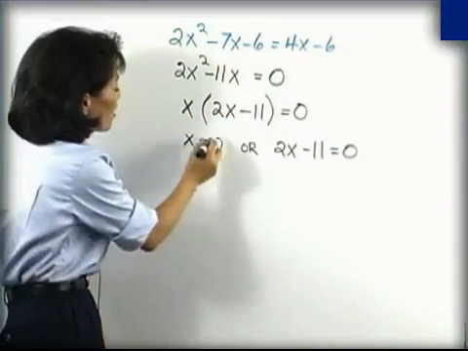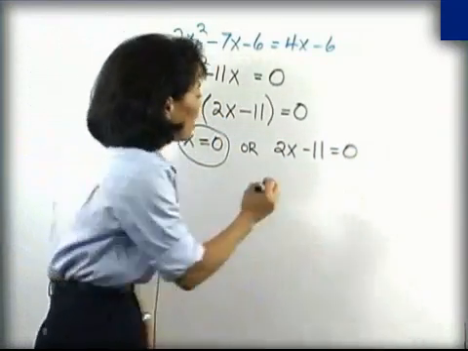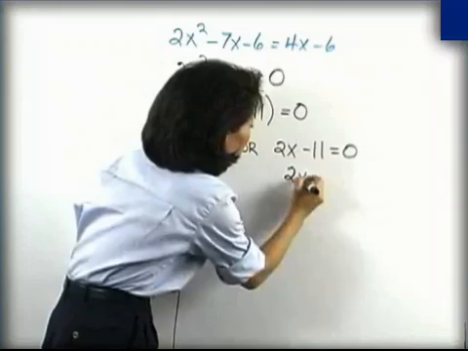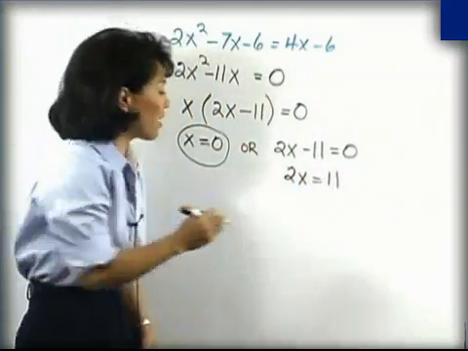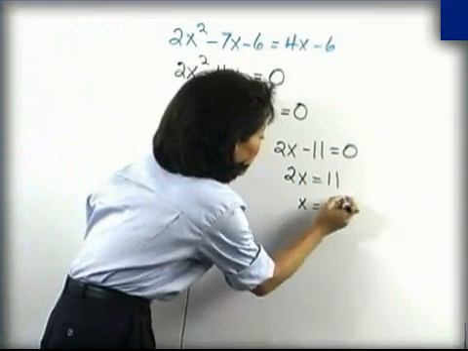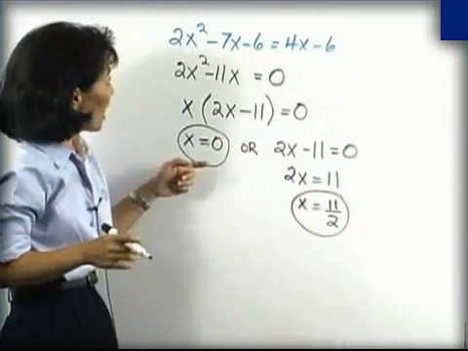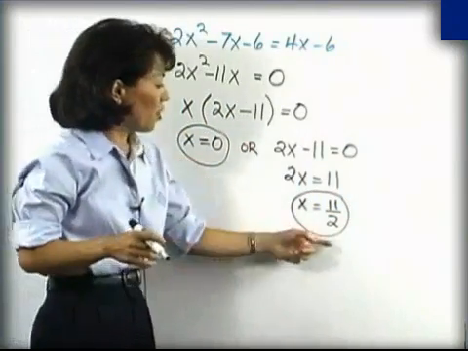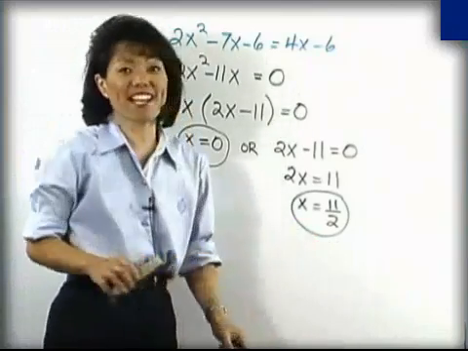So in this case then, I see one of my possibilities for x is 0. I look at my second equation, and to solve that for x, I'm going to add 11 to both sides. And to solve finally for x, I'm going to divide both sides by 2. So there we have it. We have two possibilities for this quadratic equation. X is either equal to 0 or x is equal to 11 halves. Not too bad, is it?